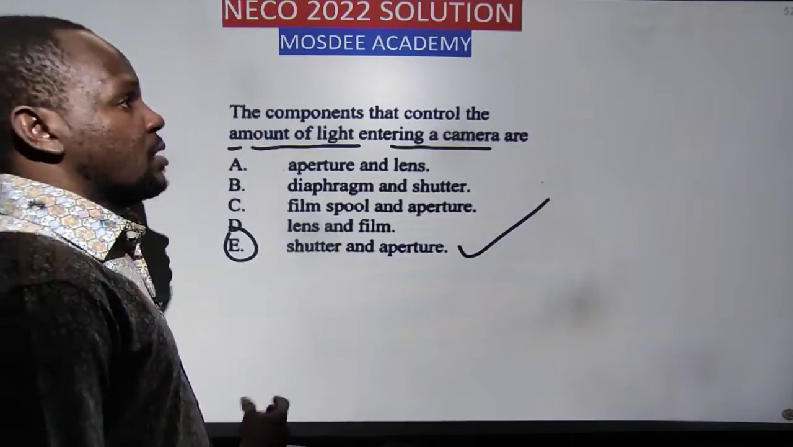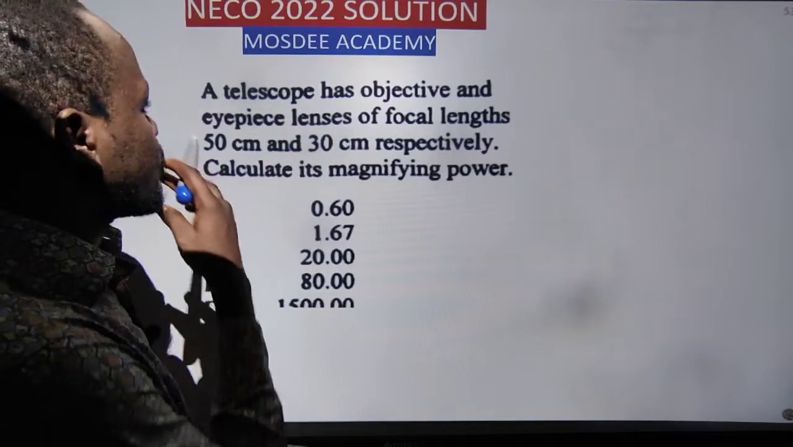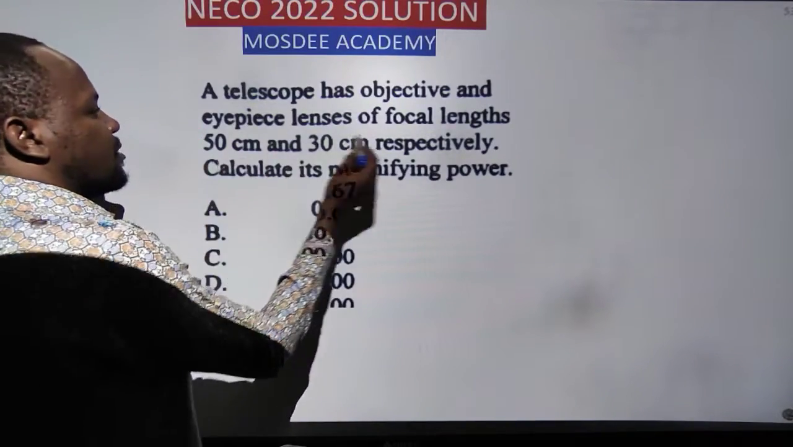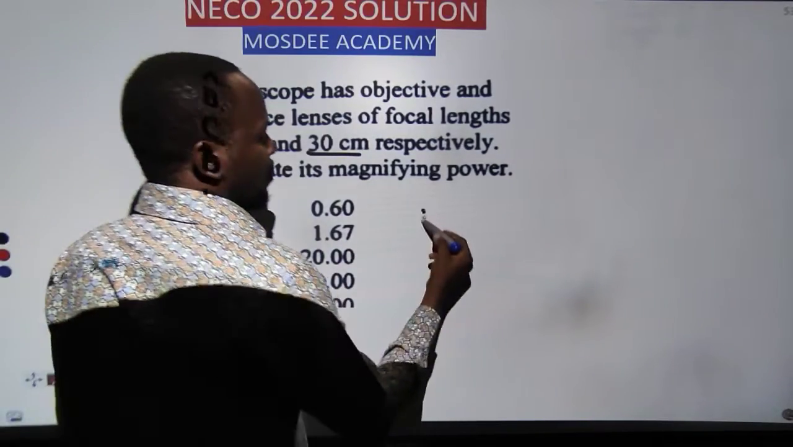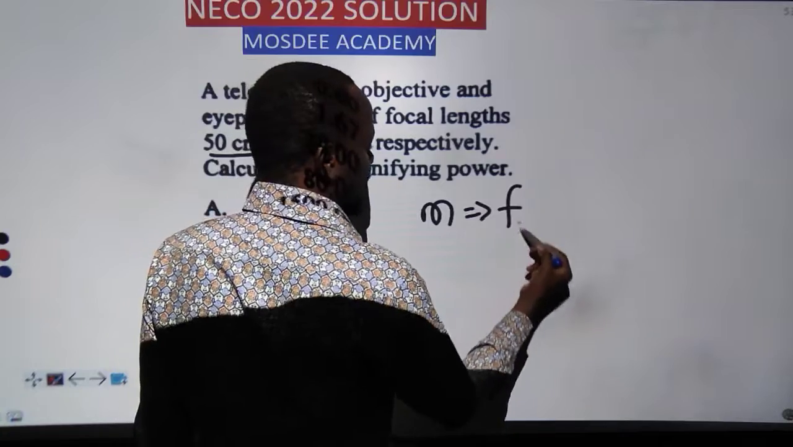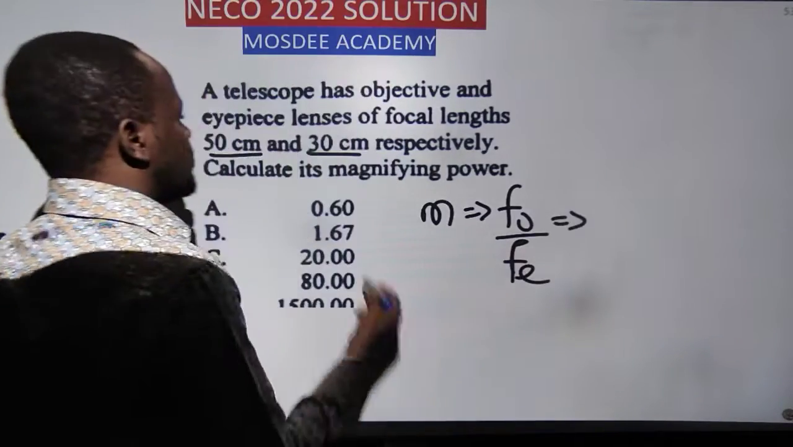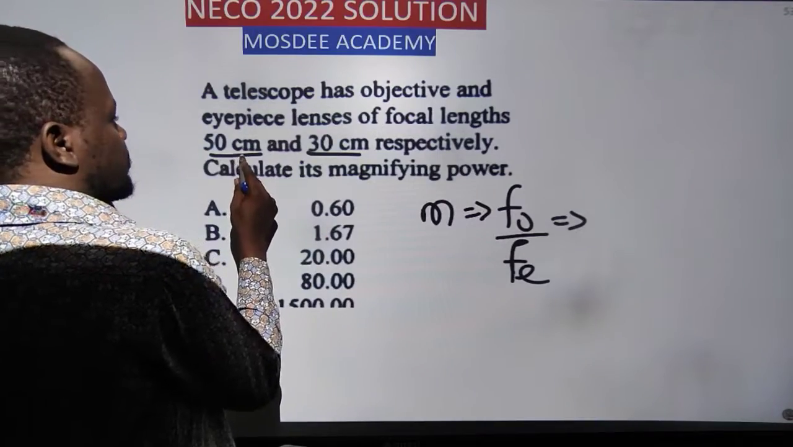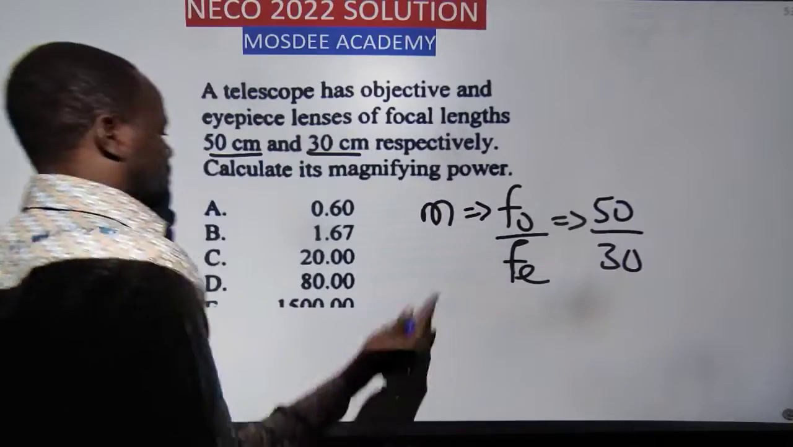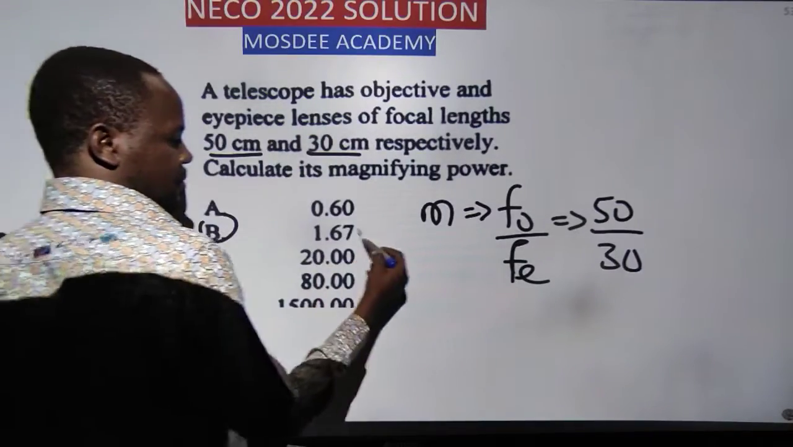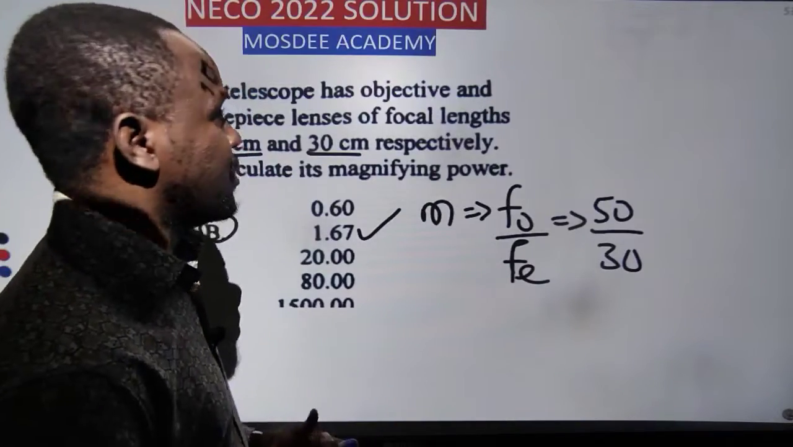Very technical question. The next one, 53. Thank you. A telescope has objective and eyepiece lenses of 50 and 30 centimeters. Magnifying power is equal to the focal length of the objective over the focal length of the eyepiece. So it's a division. The objective is 50 over 30, which is 5 over 3. 5 over 3 should be 1.67. Next one, please, because of time.